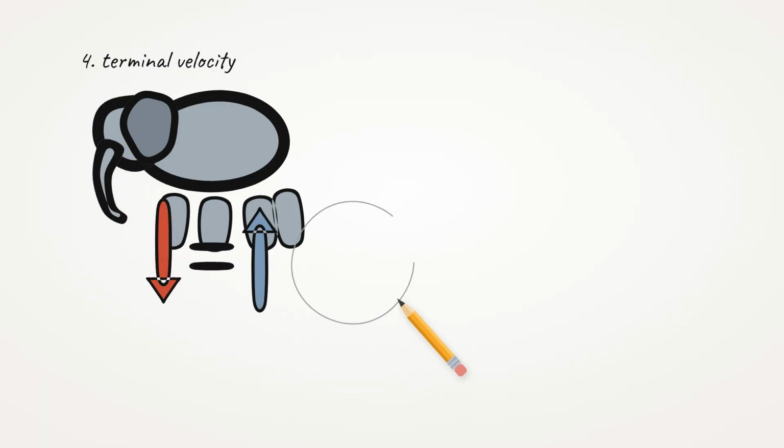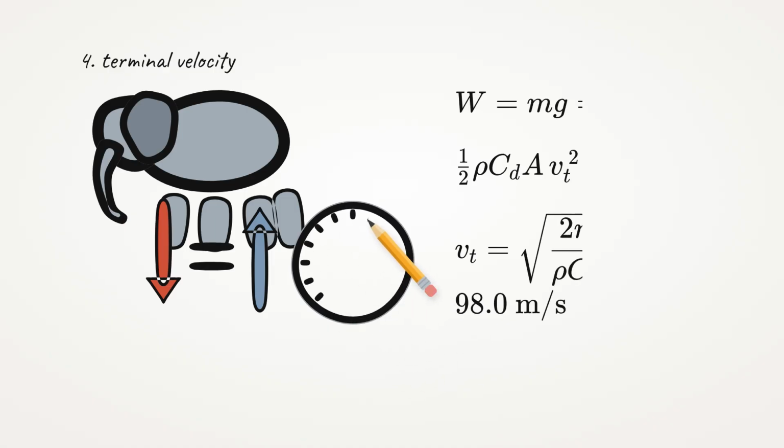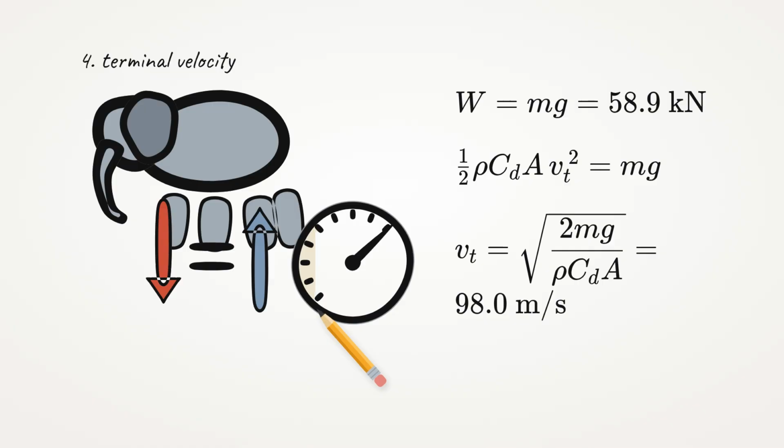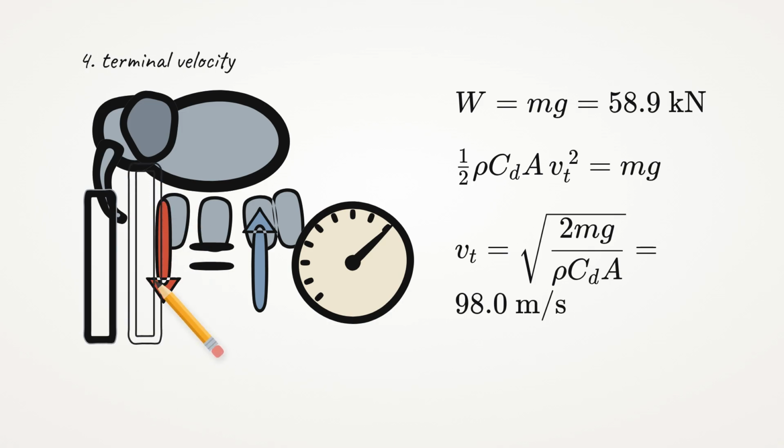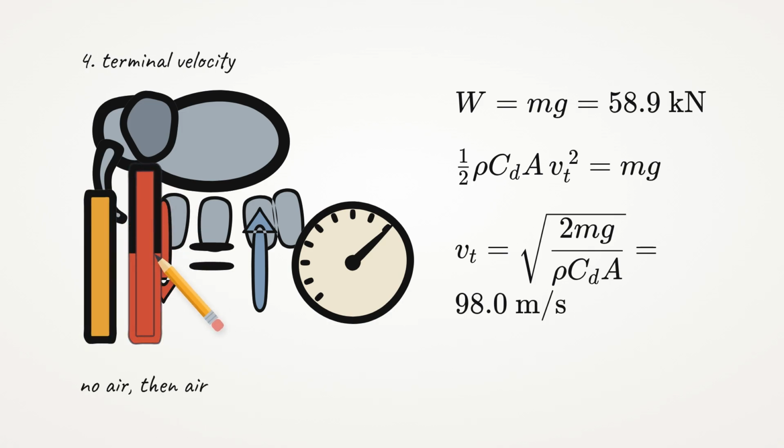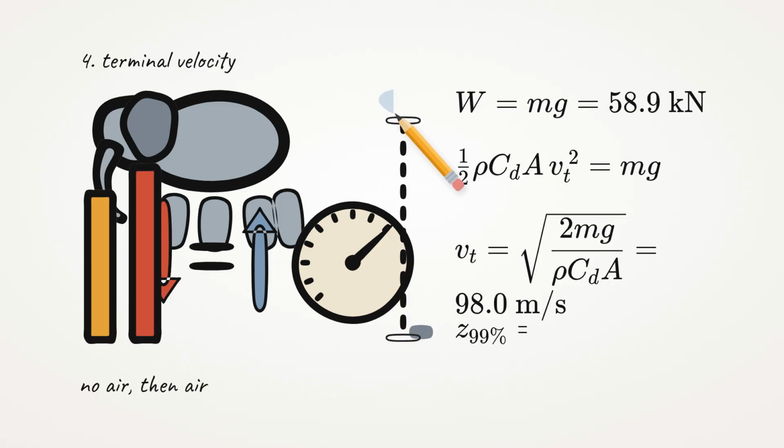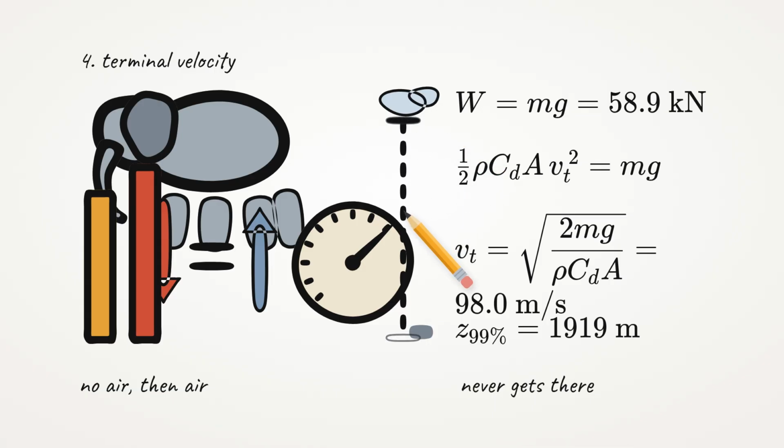Set drag equal to weight and solve: the square root of twice the weight over density, shape factor, and area. 98 meters per second. Look hard at that. It is higher than the 83.5 we got with no air. So the elephant never reaches terminal velocity. Getting within 1% takes nearly 2 kilometers of falling. The tower is 1/5 of that.